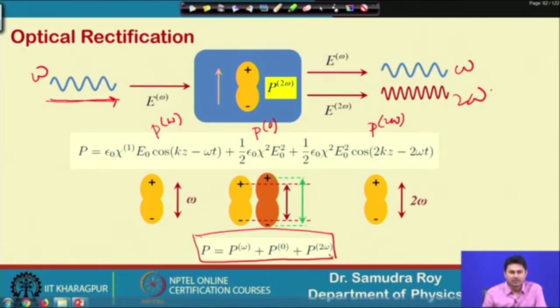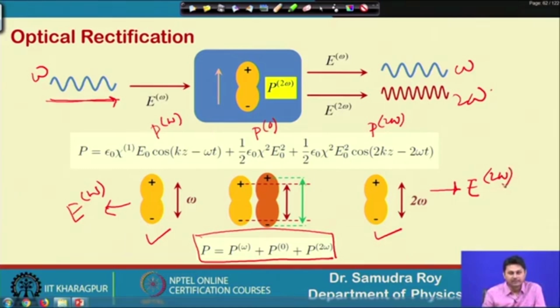Here the total polarization is represented in 3 different parts. The dipole will vibrate with the frequency omega, and here the dipole will vibrate at frequency 2 omega. Since it is vibrating with the frequency omega, it will generate a corresponding electric field E omega, which is nothing but the fundamental electric field. It will also generate an electric field of 2 omega, which is the second harmonic wave or second harmonic field.